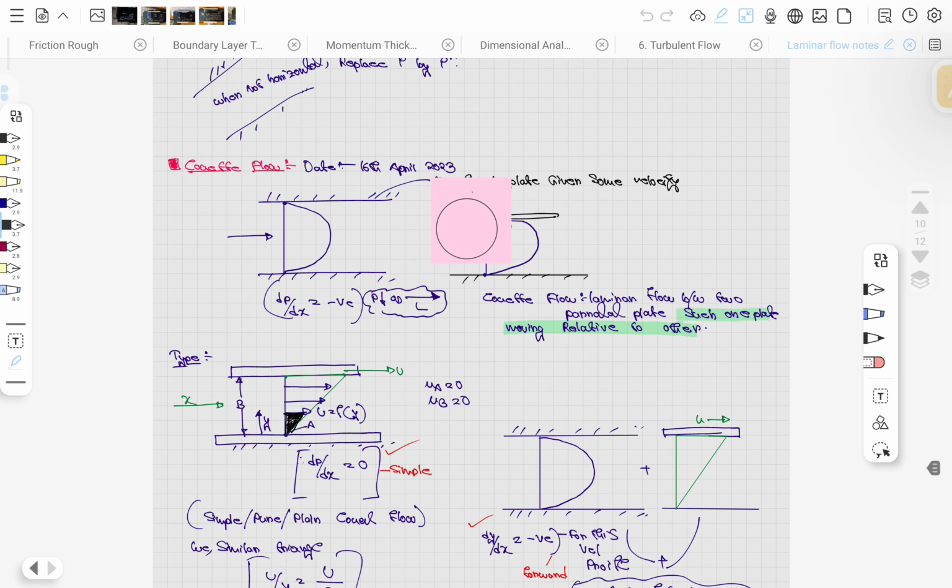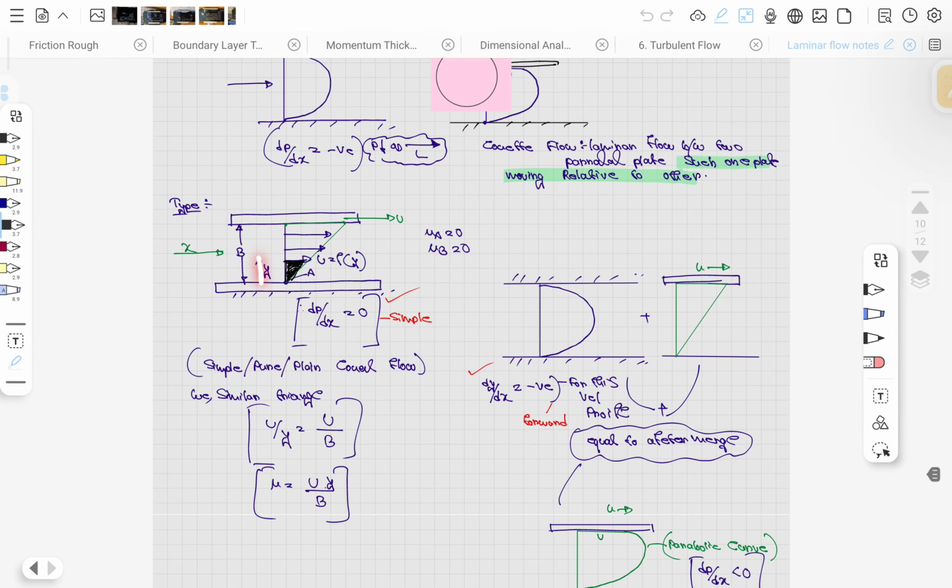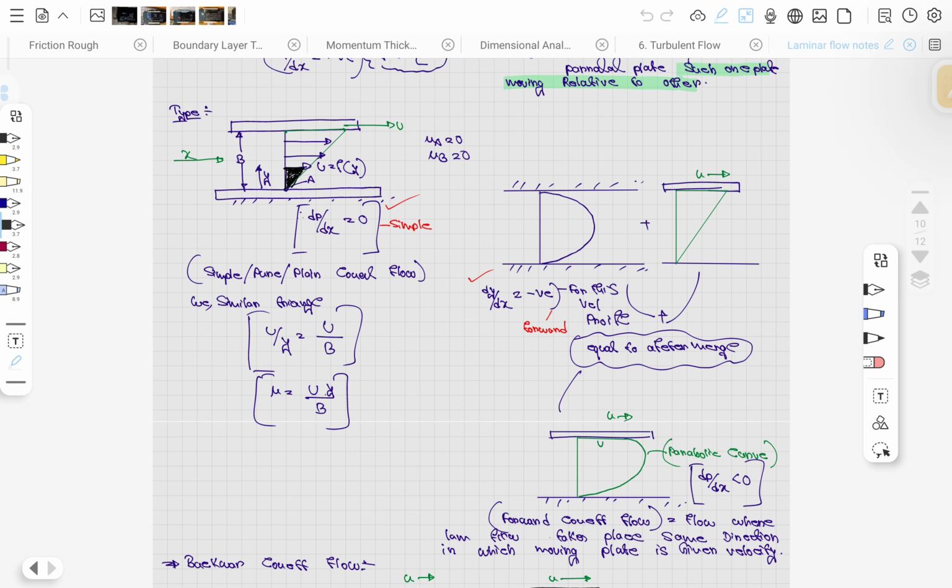Now for Couette flow, the relative flow. Couette flow is where parallel plates move relative to each other. So we know the y, and there is a bigger U and a bigger b. So u by y equals U by b. Got it? So u equals U y by b.